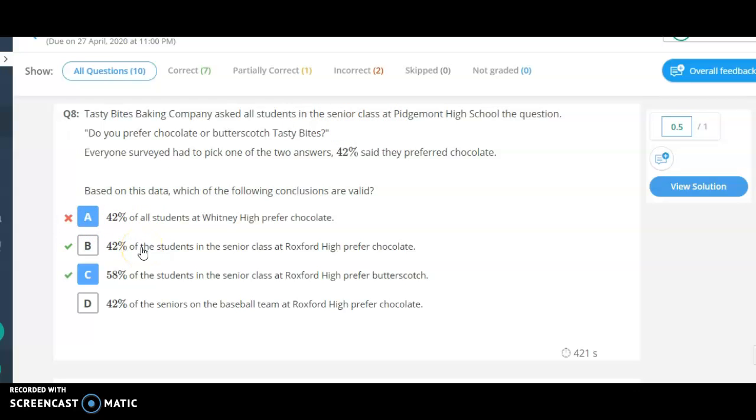Then this one is right, 42% of the students in the senior class. Well, that's what she chose. I mean, she asked the senior class. So that would be true, and this would be true. The reason this one is not is because it's all students, not just the senior class, which it specifies right here.